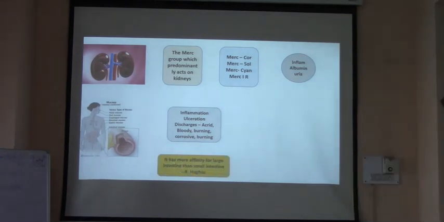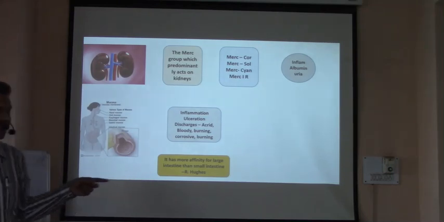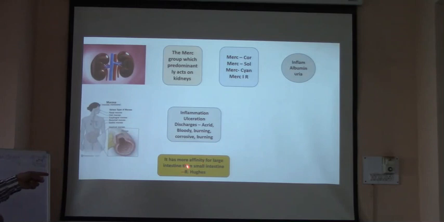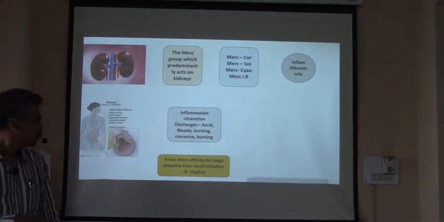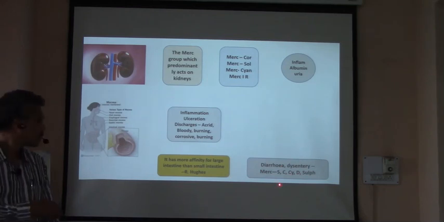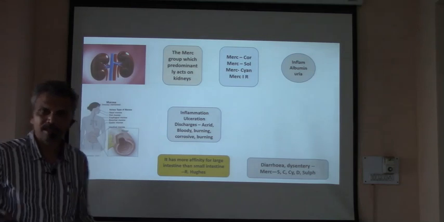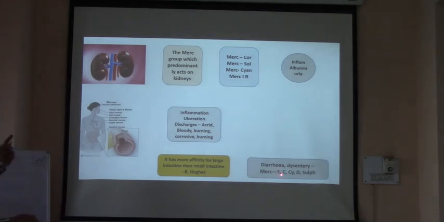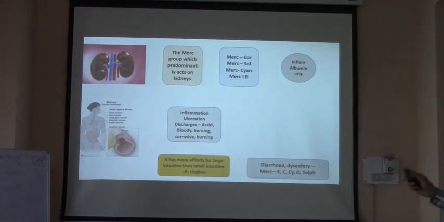One statement I've directly taken from Dr. Richard Hughes: Merc has more affinity for the large intestine than the small intestine. If you look into the pathogenesis, it mainly causes diarrhea and dysentery. We look at the character of diarrhea under characteristic symptoms. Remedies which can affect the gastric mucosa are Merc sol, Merc cor, Merc cyanatum, Merc dulcis and Merc sulf. These are the five mercury salts which can affect the lower intestines and cause dysentery and diarrhea.